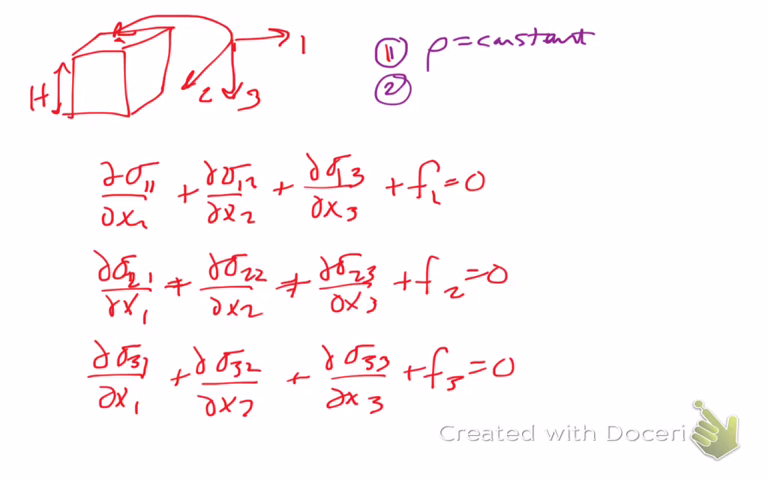Or the strain in direction 3 is 0. So we can say that the top has a free surface. That we know. So there's a free surface at the top.